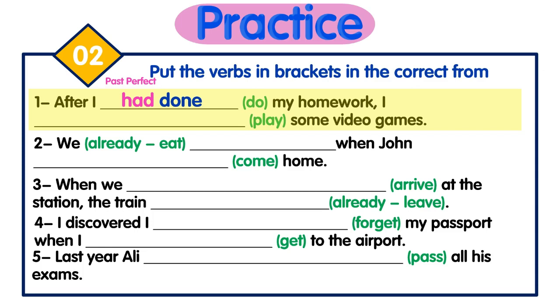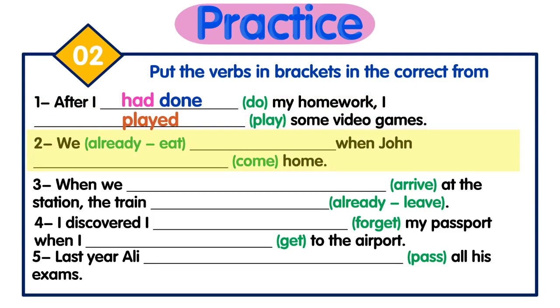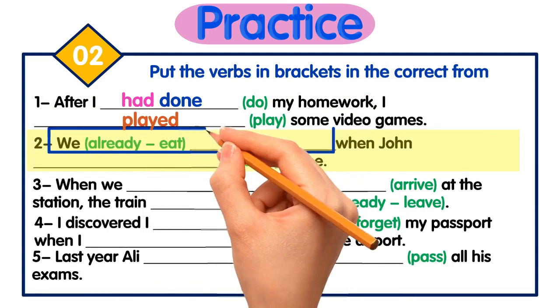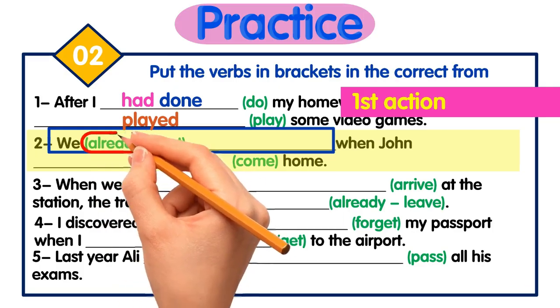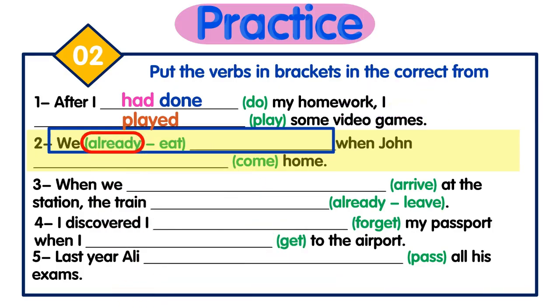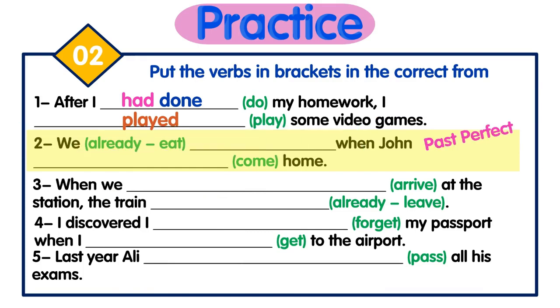And we say, I played some video games. Sentence number 2. We already ate when John came home. Here, we already ate is the first action. Also, we have the word or the adverb already here. So we need to use the past perfect.